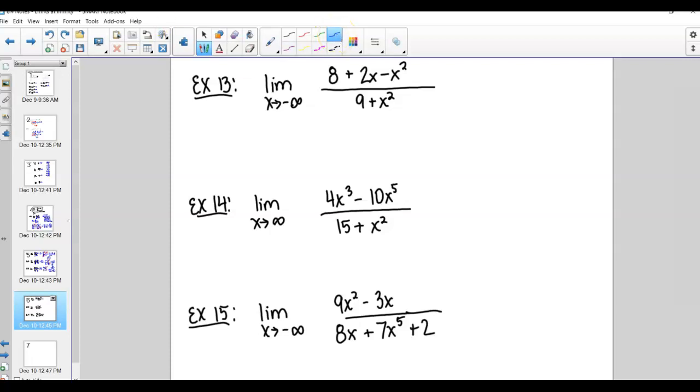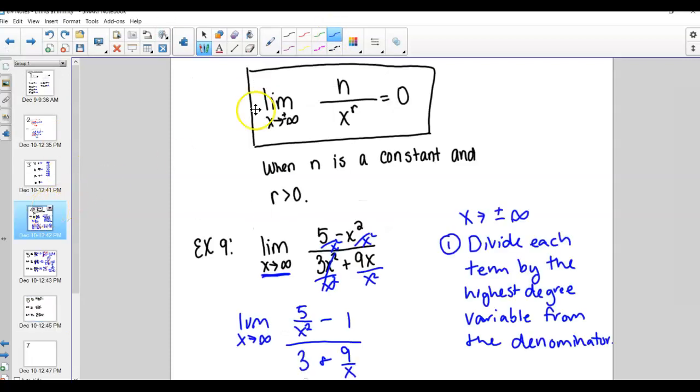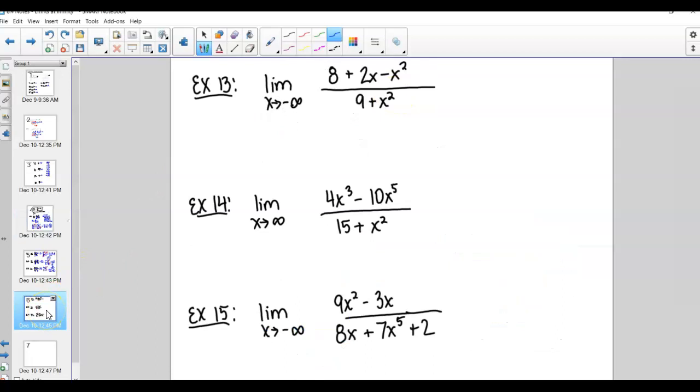Because even if we go back right here, whenever we're looking at that number divided by x to some power, if x approaches positive or negative infinity, it still equals 0. So same method we're going to use here. We're going to look at that denominator. We can see that x squared there is my highest variable, so I'm going to divide everything by x squared.